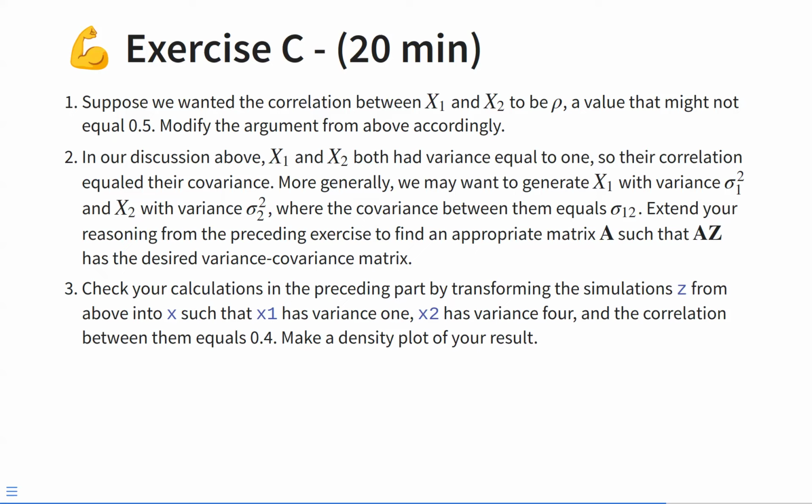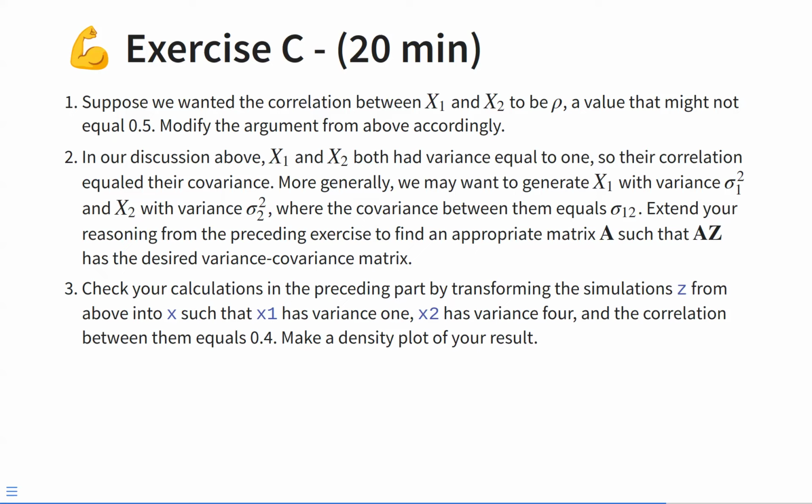All right, then in the second exercise, we can try to think about how to extend this reasoning so that we can generate x1 to have a variance of sigma 1 squared and x2 to have a variance of sigma 2 squared, where the covariance between them equals sigma 1,2. So you're going to have to extend your reasoning from the preceding exercise to find an appropriate matrix A such that A times Z has the desired variance-covariance matrix.